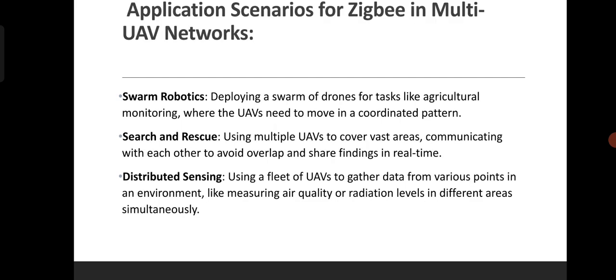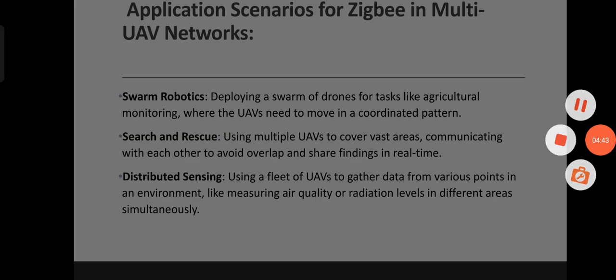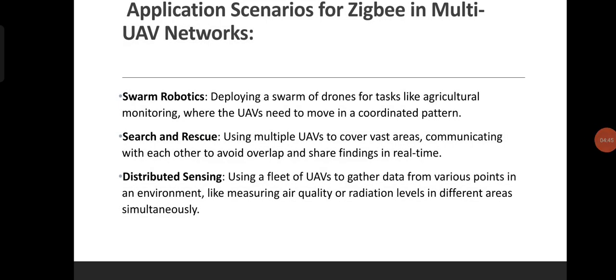Applications of Zigbee in multiple UAV networks. There are three types: swarm robots, search and rescue, and distributed sensing. Swarm robots: deploying a swarm of drones for a task like agriculture monitoring, where UAVs need to move in a coordinated pattern. Search and rescue: using multiple UAVs to cover vast areas, communicating with each other to avoid overlapping and sharing findings in real time.